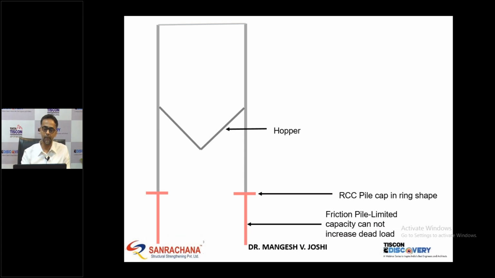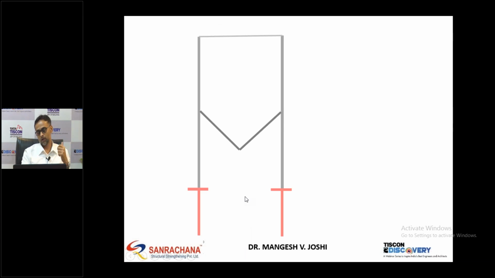So this was the geometry. This is your hopper. These are the silo walls, and this entire silo was resting on friction pile. It was in eastern part of India, so it was resting on friction pile, and pile cap was there. So how to retrofit it?